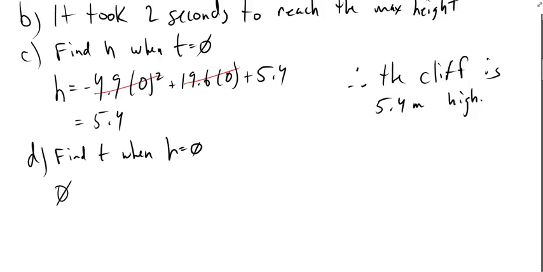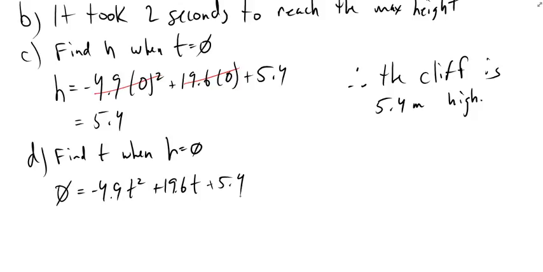Okay, so 0 equals negative 4.9 t squared plus 19.6 t plus 5.4. And I'm going to go ahead and guess that this is not factorable and just use the quadratic formula. But put your pencil down and listen for a minute. Notice something that happened. In question A, we completed the square, found the vertex.